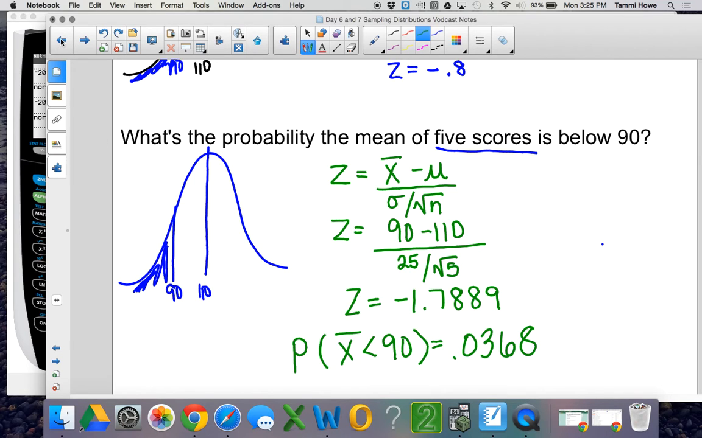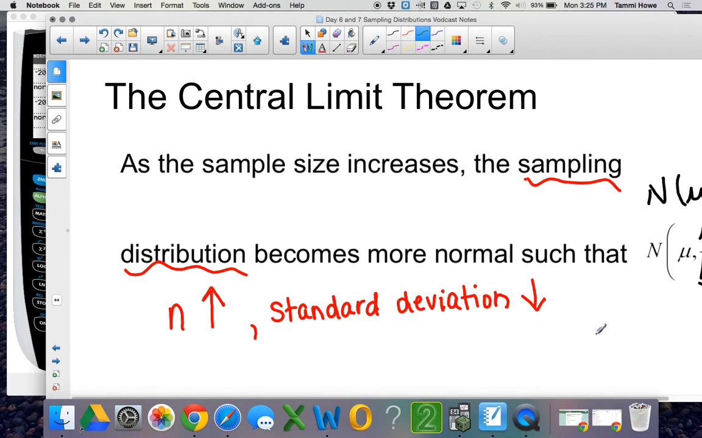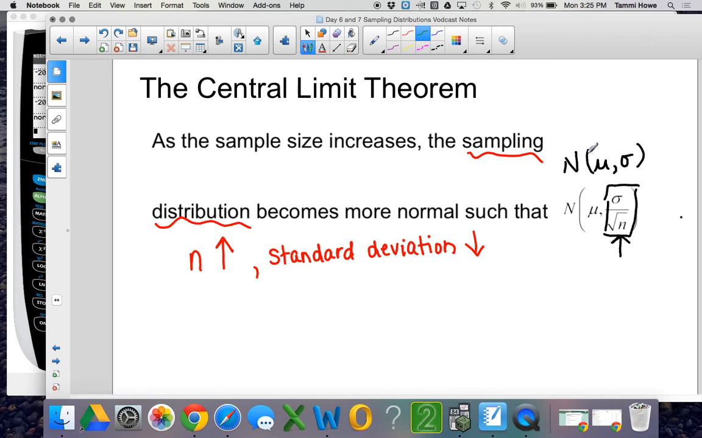And that is how you use the central limit theorem. Remember, it says that instead of having something normal with a mean and a standard deviation, your standard deviation changes because your distribution is more compact.